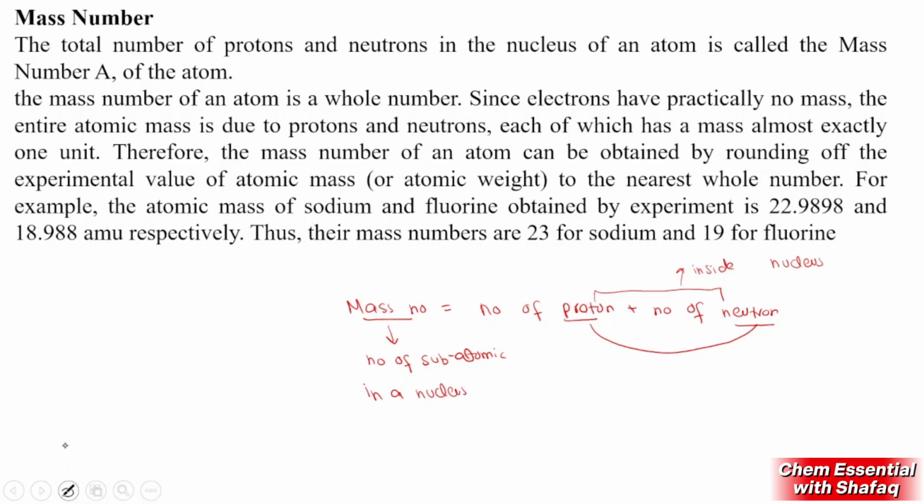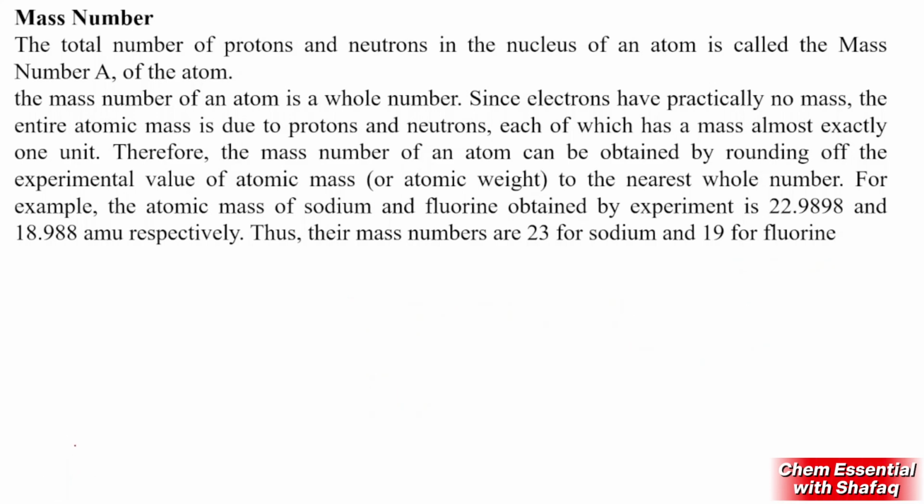Now the question arises, how can we identify the mass number? We can see the mass number by looking at the atomic mass. Now there are two relevant terms. What is atomic mass? Atomic mass is the sum of the masses of the particles in an atom. Now what things are there inside an atom? There are 3 subatomic particles: protons, electrons and neutrons.